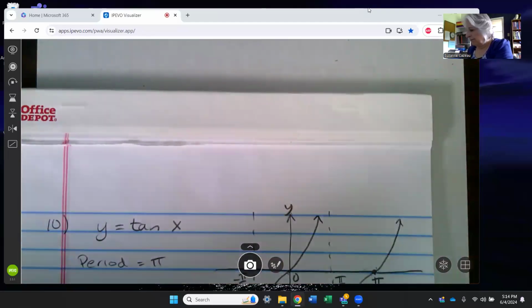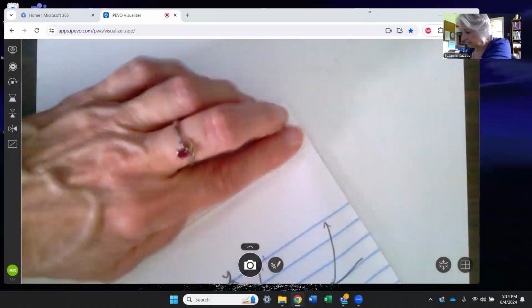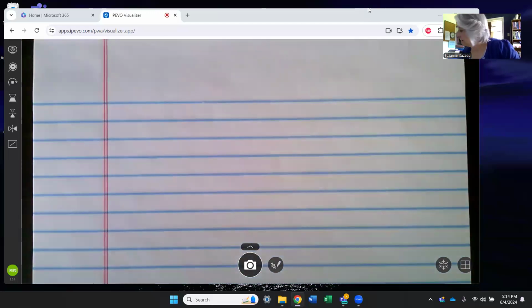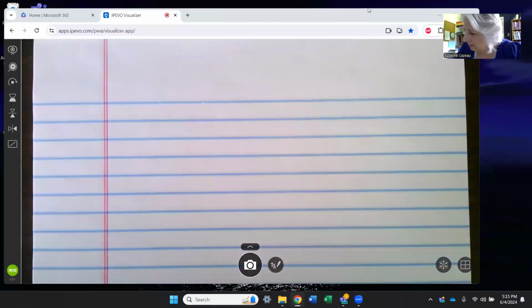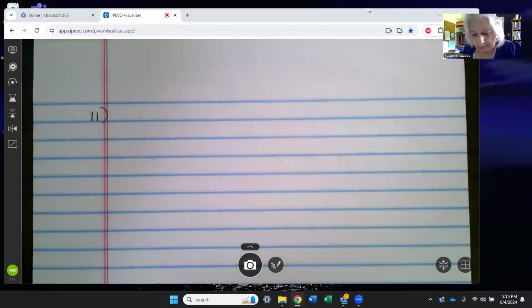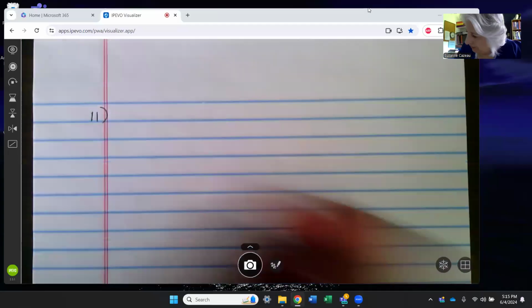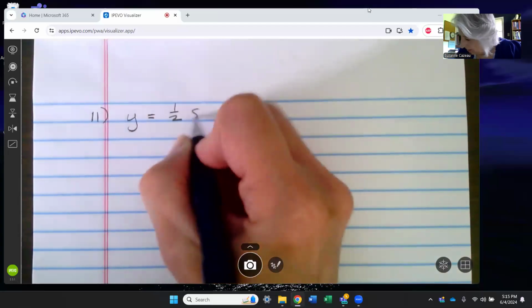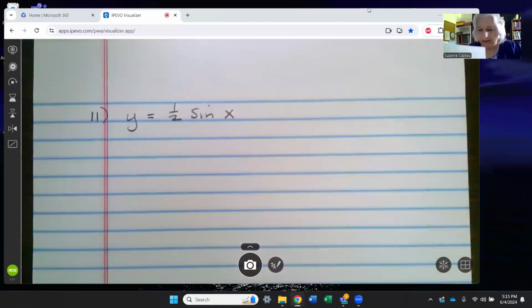Some of these graph ones kind of take a while to do. Like I said, speed it up, slow it down, stop, skip ahead, whatever you like. Number 11. Determine the amplitude and range. y equals 1/2 sine x. And sketch the graph.